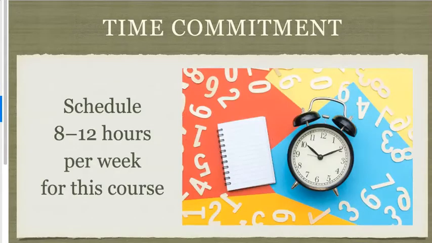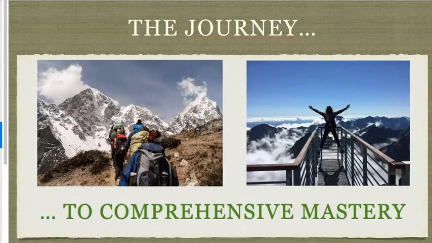The time commitment for this course is about 8 to 12 hours per week. Please choose times of day and times of the week where your brain is most focused, where you are most able to think critically and deeply. We are working on a journey to comprehensive mastery. UAA's guidelines for grades says that in order to earn an A in the course, you must demonstrate comprehensive mastery.